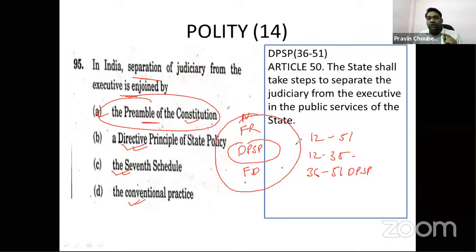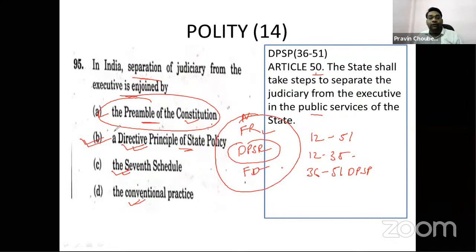So that should be your preparation. वैसे लेवल पे आपको प्रिपरेशन करना पड़ेगा कि every article should be in your fingertips. Okay, at least for fundamental right, DPSP and fundamental duties. So when you will read directive principle of state policy, article 50 itself says that states shall take steps to separate the judiciary from the executive in the public services of the state. So this will be the correct answer, directive principle of state policy.